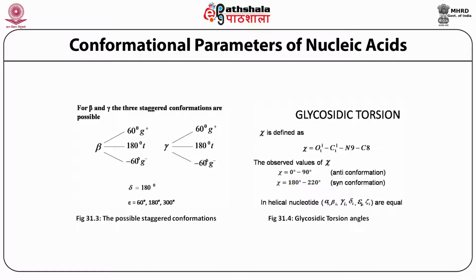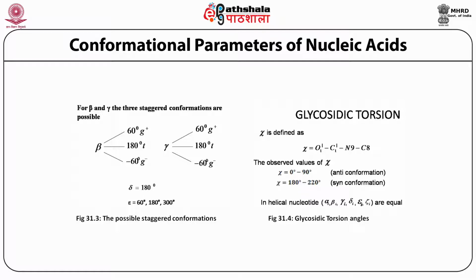On the right-hand side we define what we mean by chi: it is the torsion angle between the bonds O1'-C1' and N9-C8. The observed values of chi are 0 to 90 degrees for anti-conformation, and 180 to 220 degrees for syn conformation.